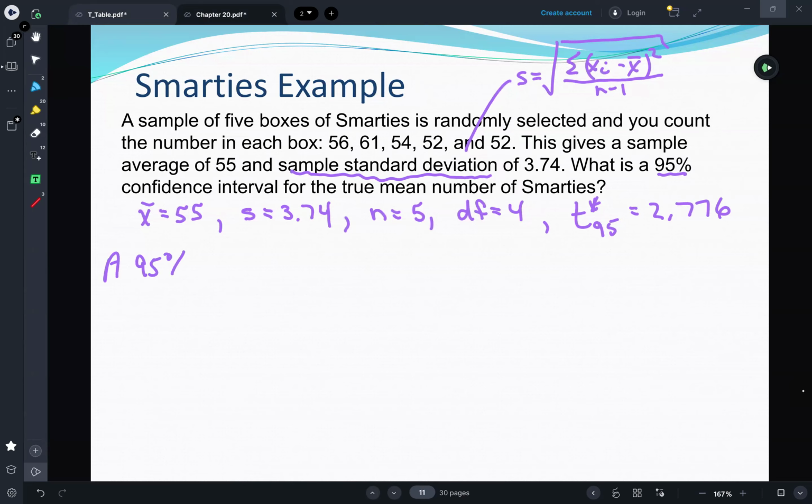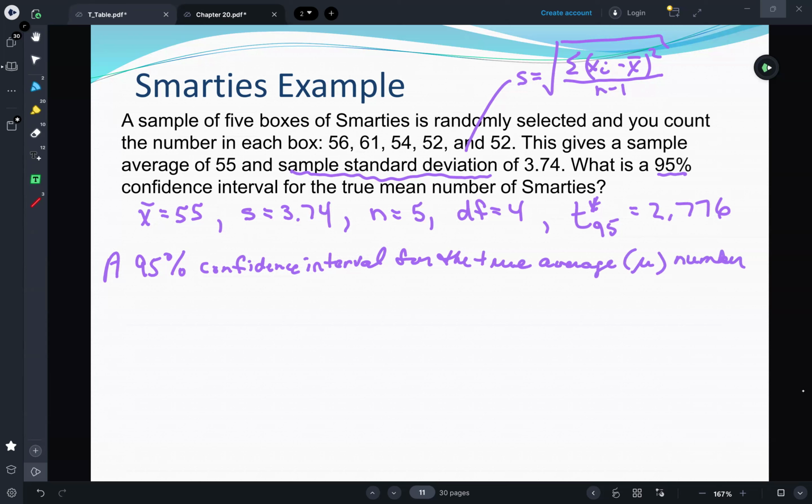So a 95% confidence interval for the true average, that's going to be mu, average number of Smarties. Now this is a way to estimate all the Smarties boxes in the world, right? Because we took a random sample of 5 and we're going to estimate what all of it would be in the factory and everywhere else.